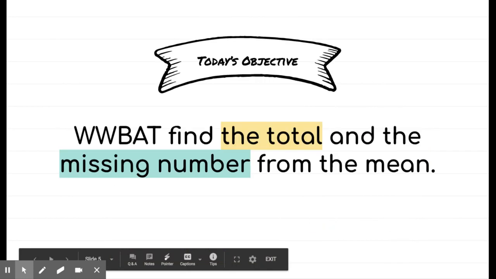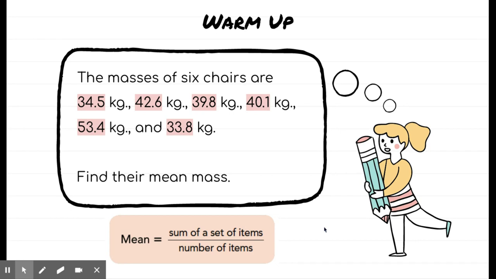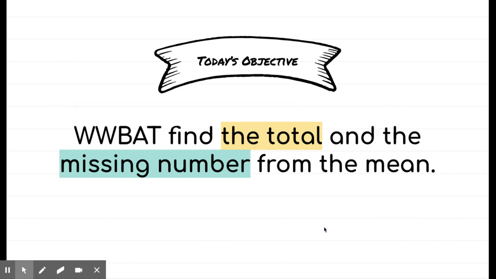Now, what we're going to do today is we are going to continue from the last session. We are still focusing on the mean, but today we are finding the total and the missing number from the mean. Remember, in math, once we have part of the information, we can use what we have in order to find the rest. For the last exercise, we know the value of each item. We know how many items there are. We don't know the mean. However, this time we might not know the value of all items, but we do know the mean and we can use that to find the rest.